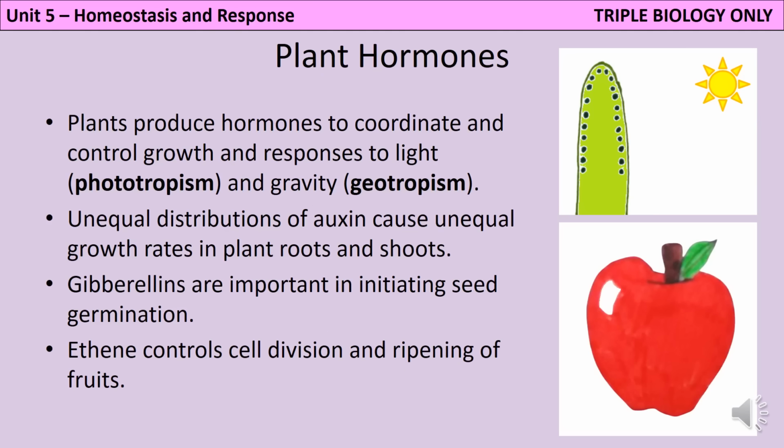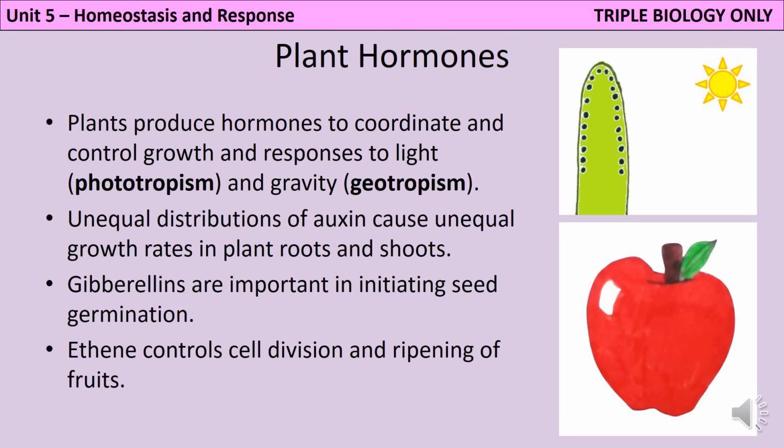Plants need to be able to respond to stimuli in their environment, and if you're taking the triple science exams, you should be able to describe how this is achieved. Unlike animals, plants don't have a nervous system or a bloodstream, and the chemicals they produce do not move around the organism like animal hormones. Instead, they tend to act quite locally.